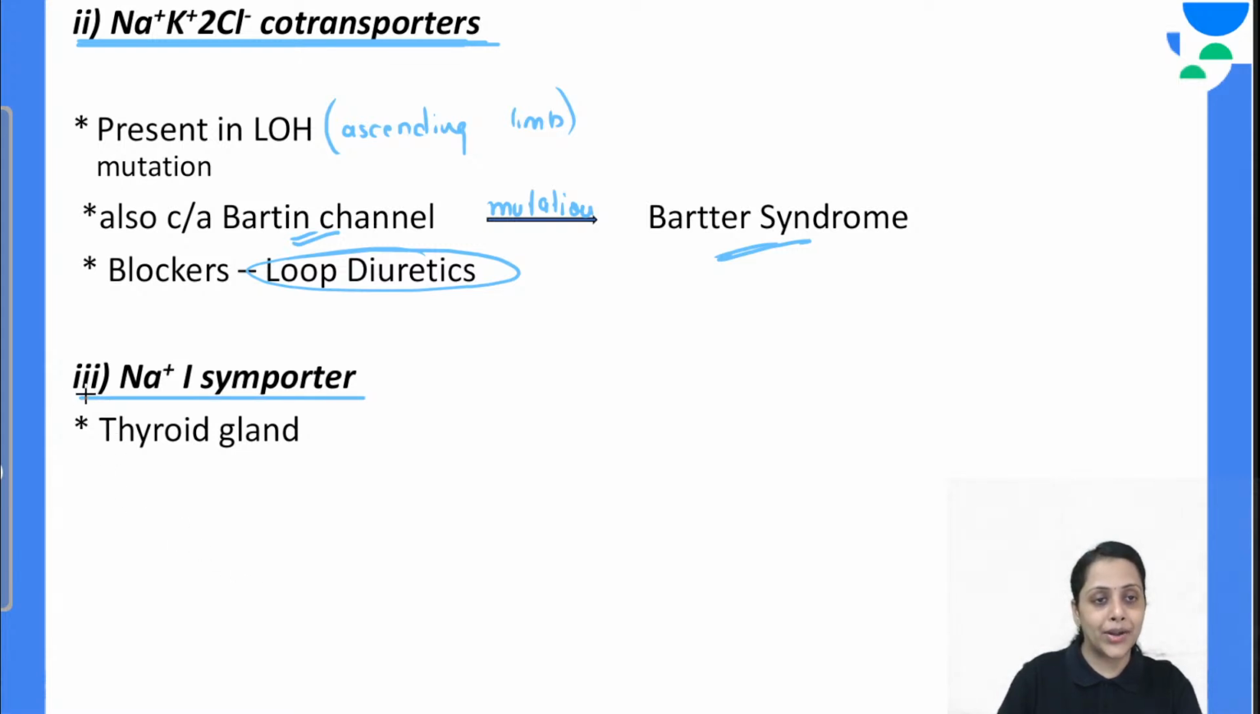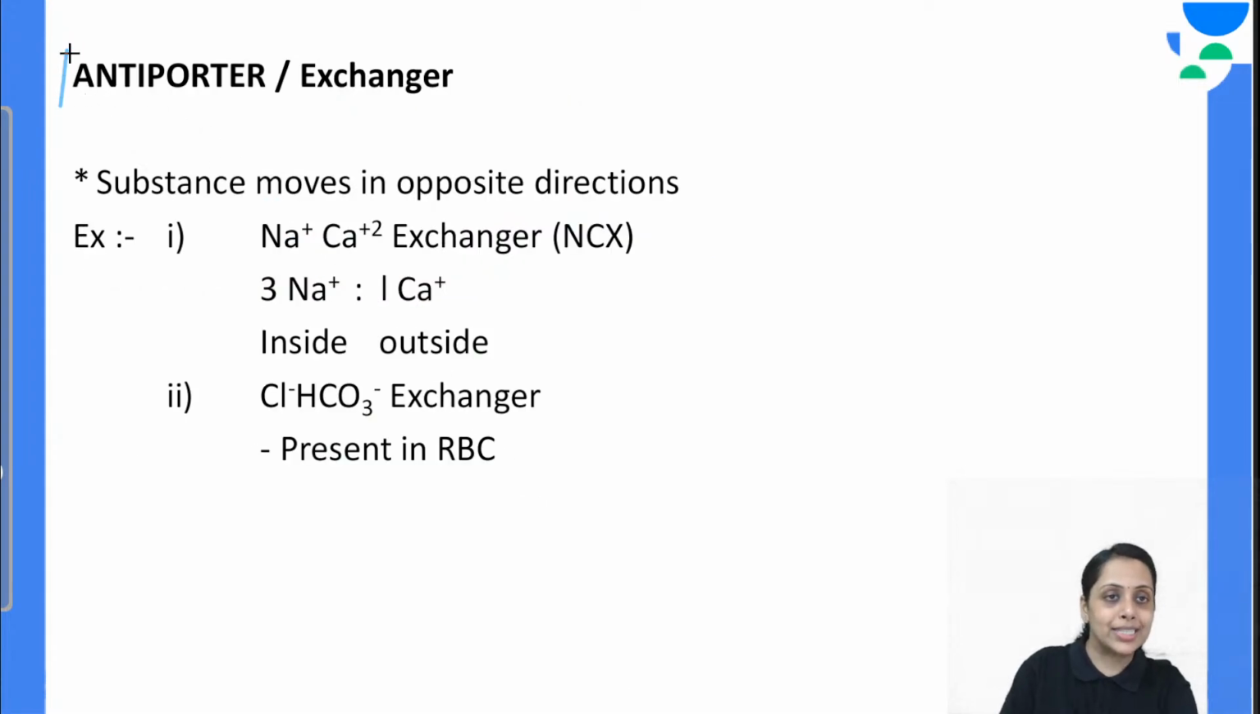We have the sodium iodide symporter, which is present in the follicular cell of the thyroid gland. So they are basically the classical examples of symporter. Is this clear? So moving to the next one, that is the antiporter.